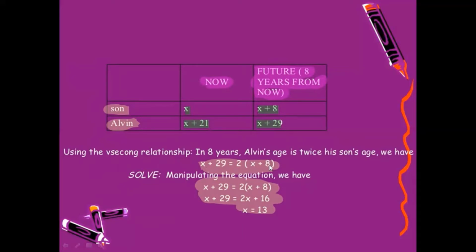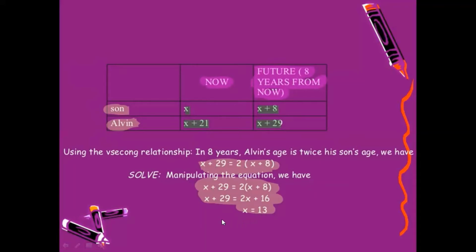So that's the basic. Now we have the basic mathematical equation: this is the age of the father after the 8 years, and this is the age of the son. So we are equating according to the given condition, because the father's age will become double the age of his son. Manipulating the equations, it's now simple mathematics. We are multiplying over here, putting all the unknowns together, and then making the subtraction. So we have x equal to 13 years.